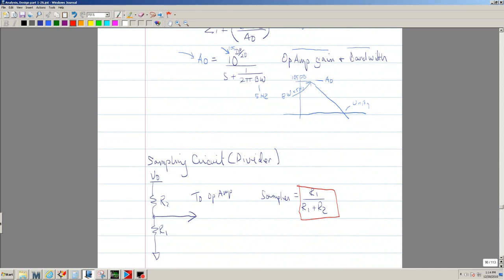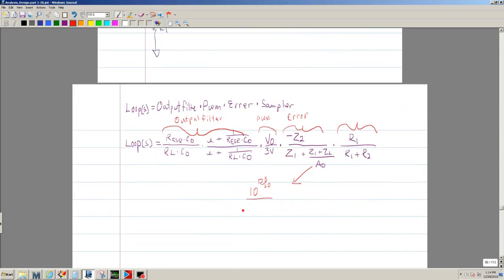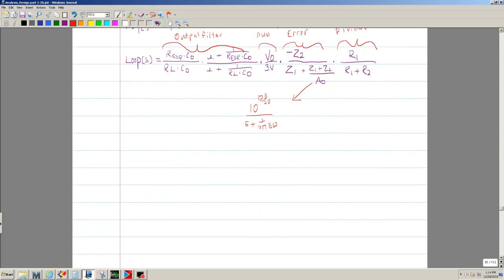S plus, yeah. Okay, so that's where that goes. And then this is the divider. So now what do we do now? Now we're going to go ahead and use MathCAD, and then we're going to compare it with SPICE.